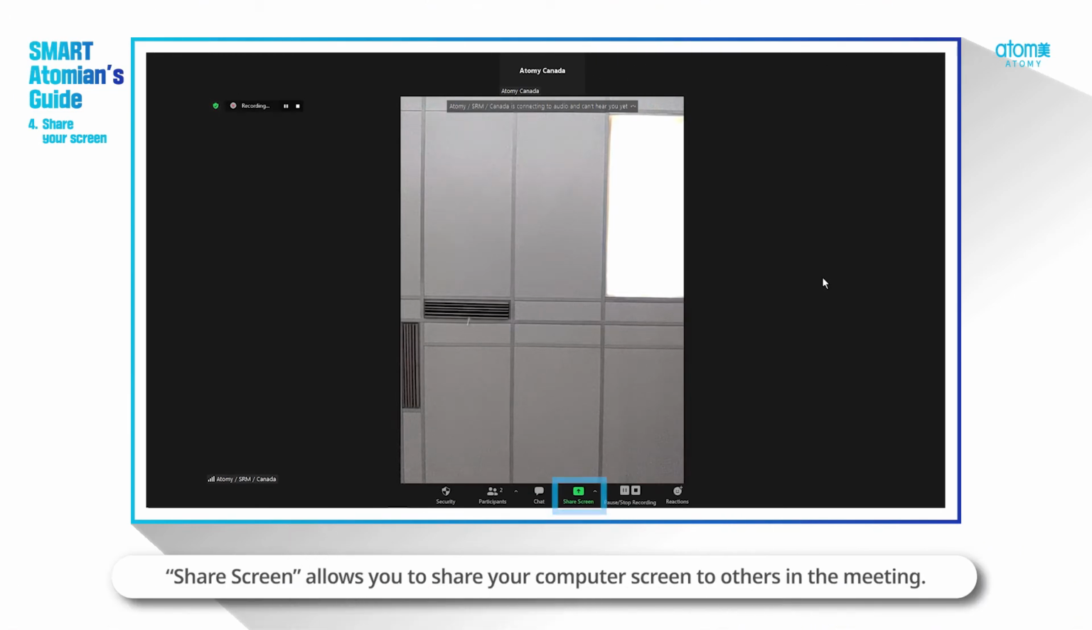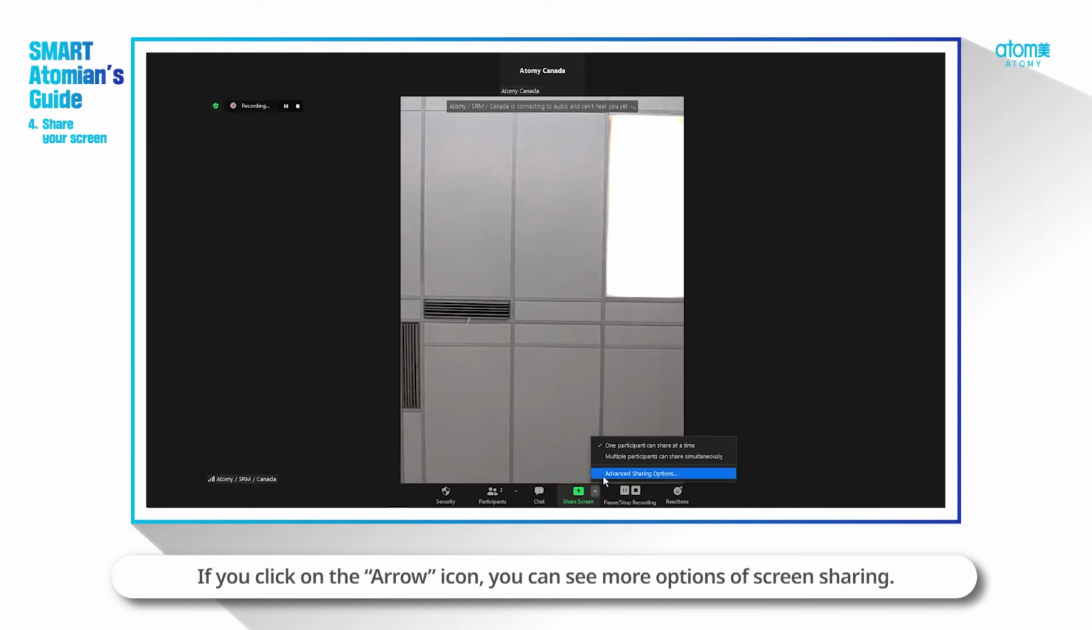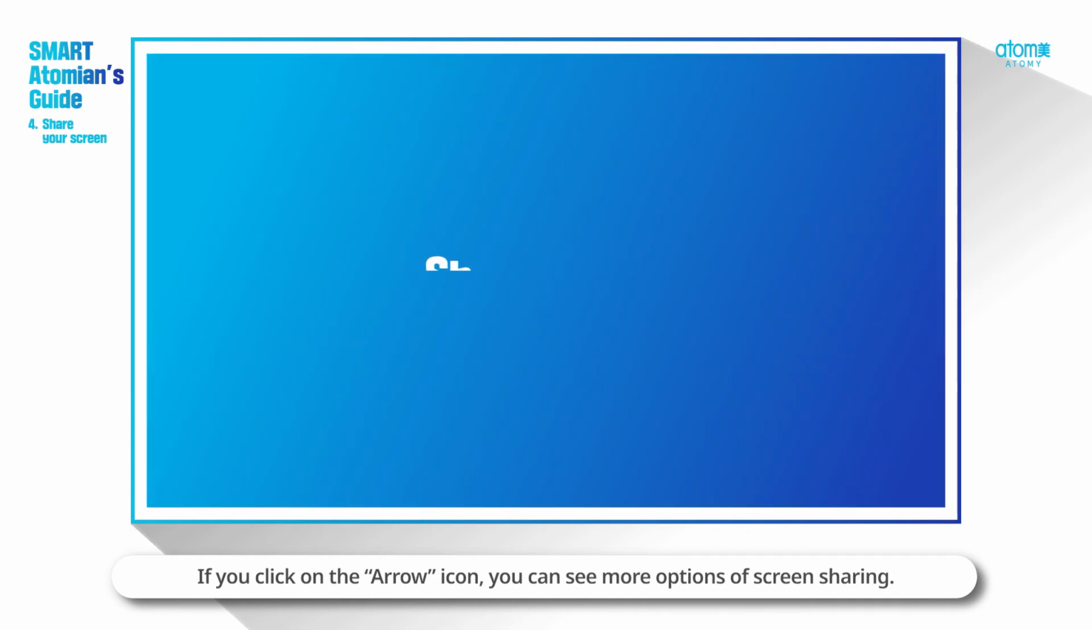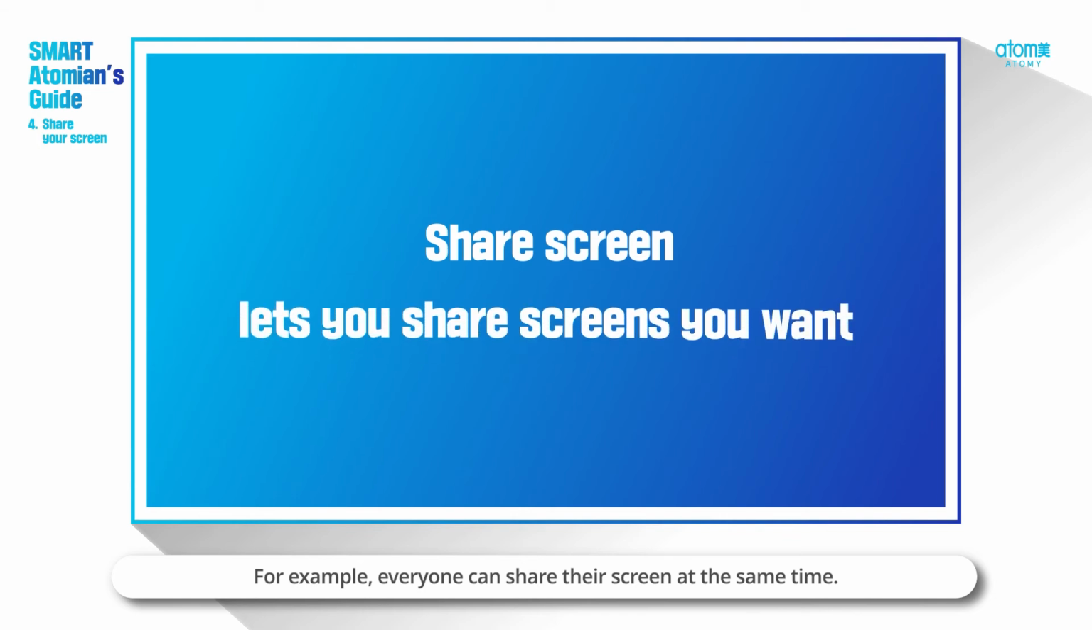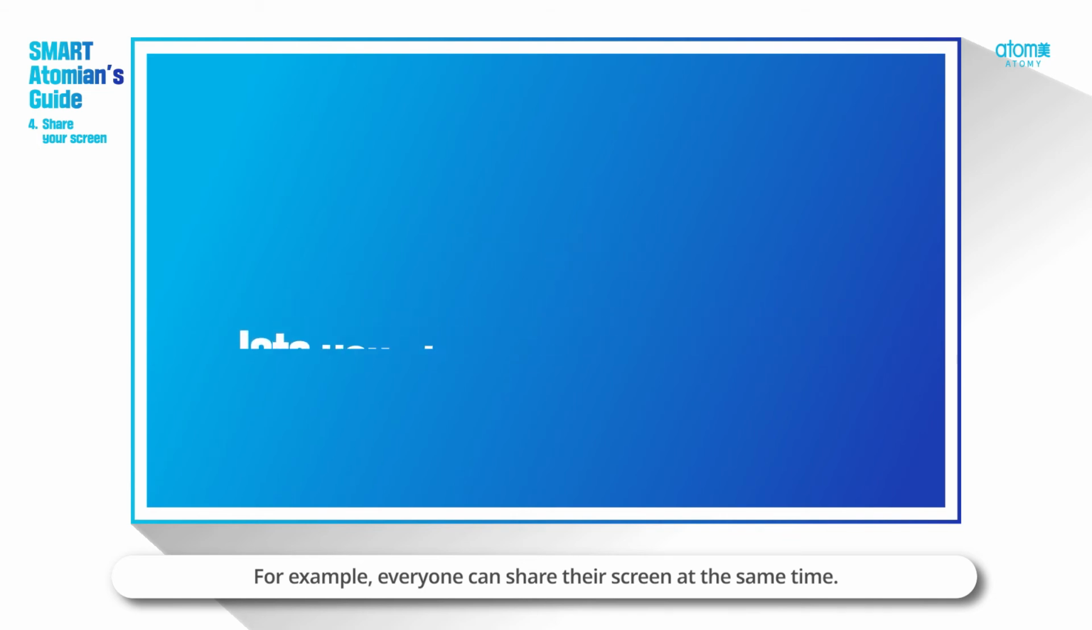Share Screen allows you to share your computer screen to others in the meeting. If you click on the arrow icon, you can see more options of screen sharing. For example, everyone can share their screen at the same time.